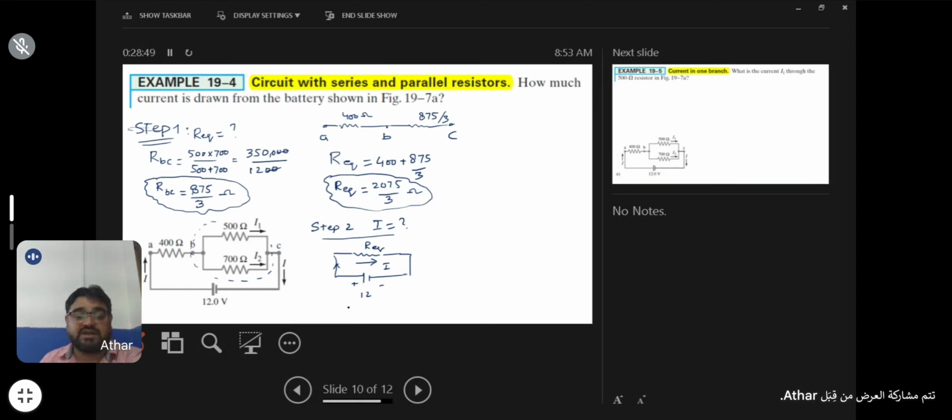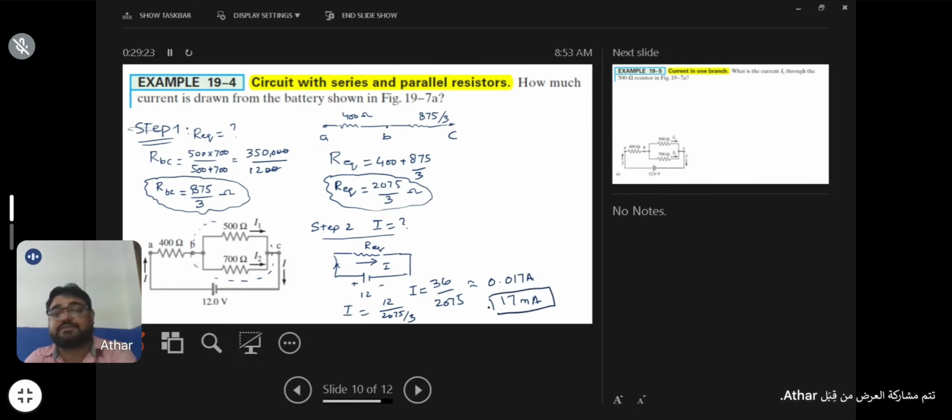So I will use I is equal to 12 divided by 2075 over 3. Can you give me the current, please? 36 over 2075. Now give me a rounded answer, please. 0.017 ampere. That will be 17 milliampere. Okay. Now I found the total current.